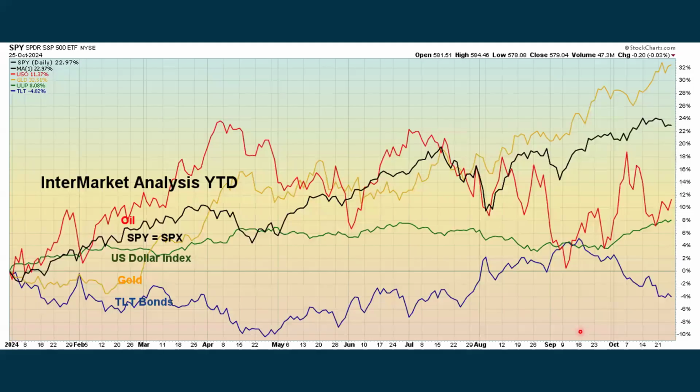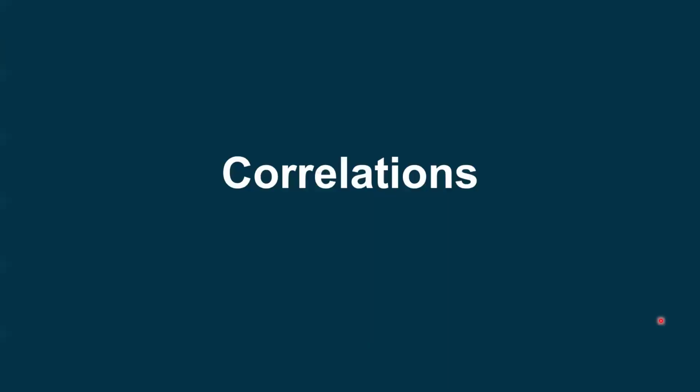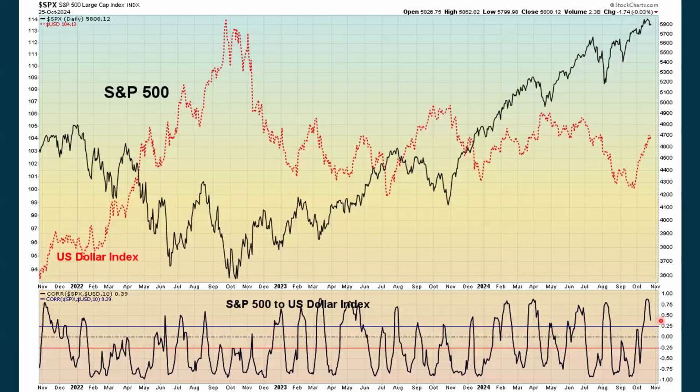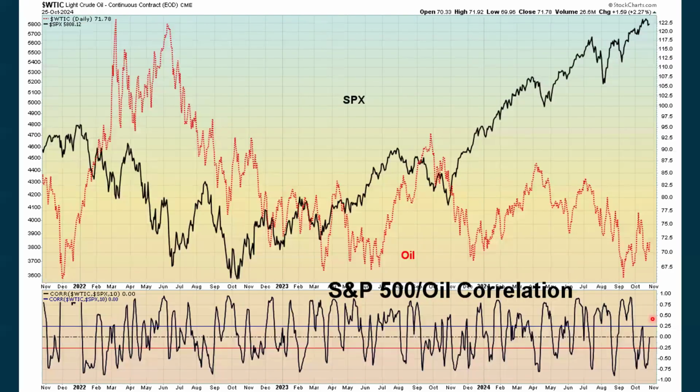An intermarket analysis chart here with gold doing the best, followed by stocks, then oil, then the dollar, and bonds are negative year to date based on price. Then we look at some correlations. The S&P to the dollar, they had been going more or less in the same direction. Now we're seeing that working off a little bit right now.